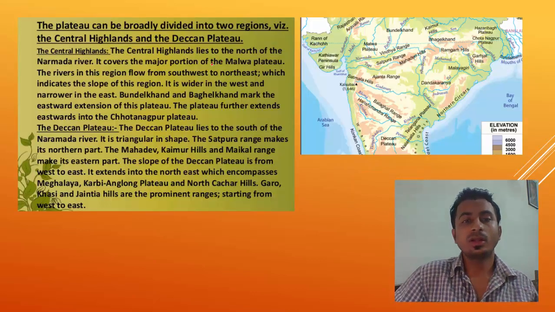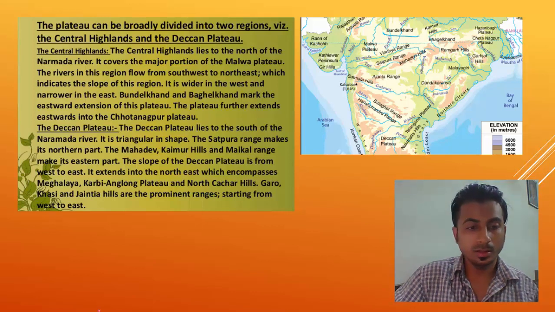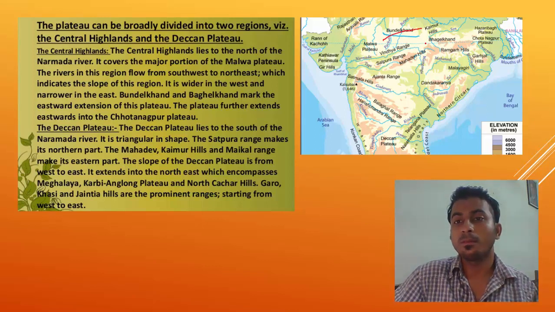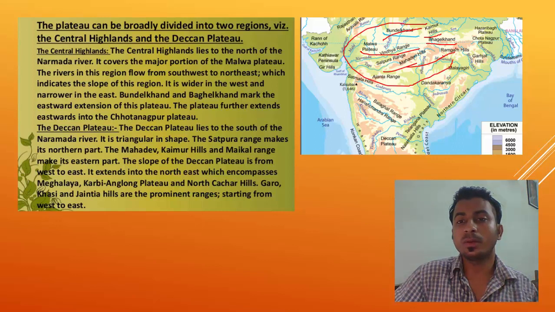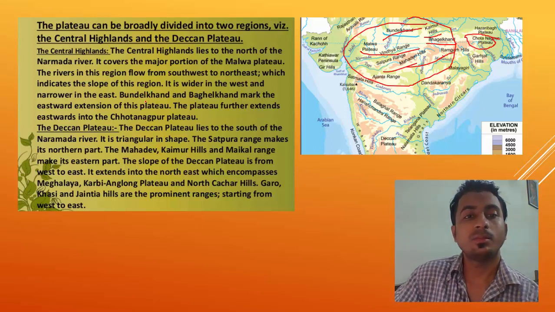Okay. Now what are Central Highlands? Central Highlands, if you see, they are here. See India's map, Bundelkhand. Wait a minute, red color. Bundelkhand, Bagelkhand, Kaimur Hills, Ramgarh Hills, Mahadev, Vindhya, Satpura, and Malwa Plateau. All this is part of Central Highlands. You can read it here. And then Chota Nagpur Plateau, which is here. Okay. And then rivers flow in this area.